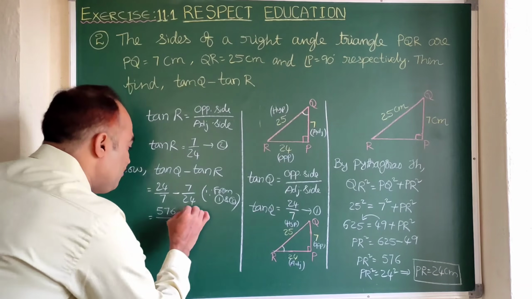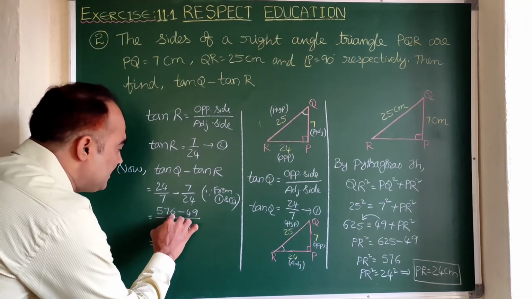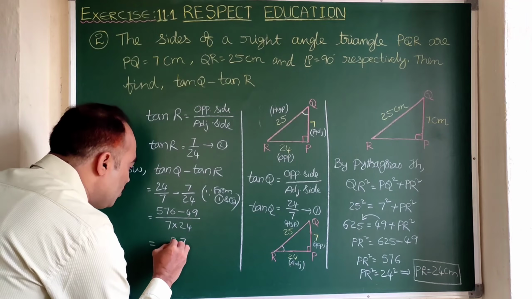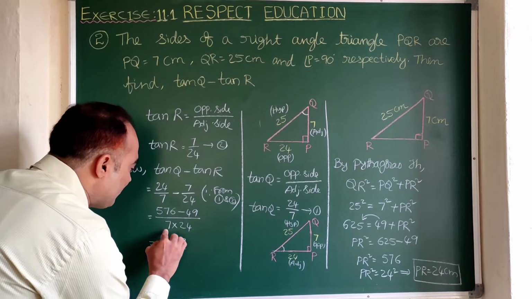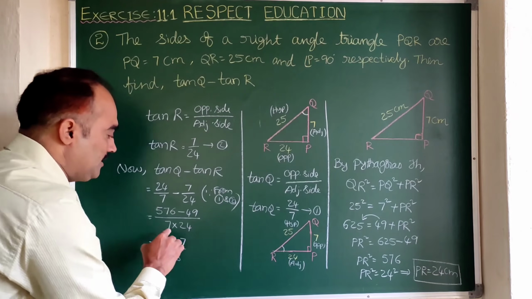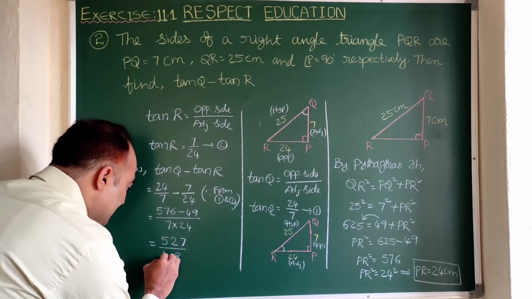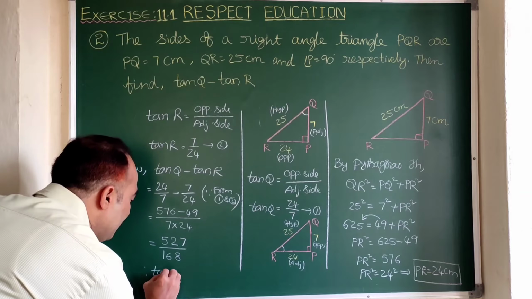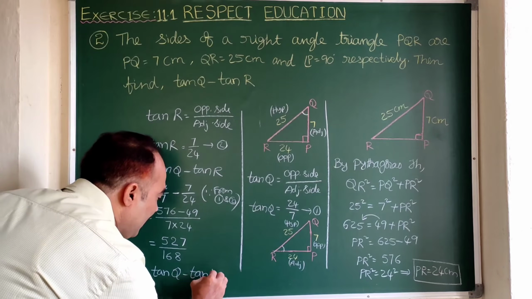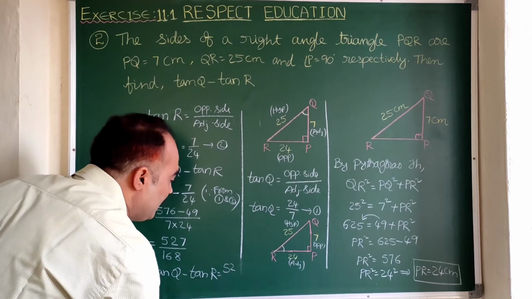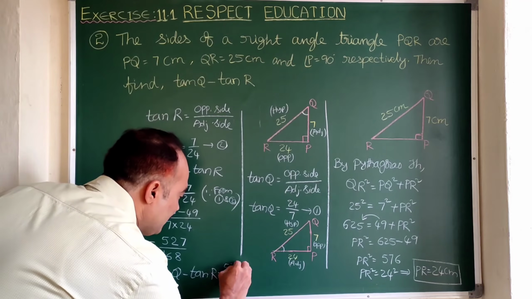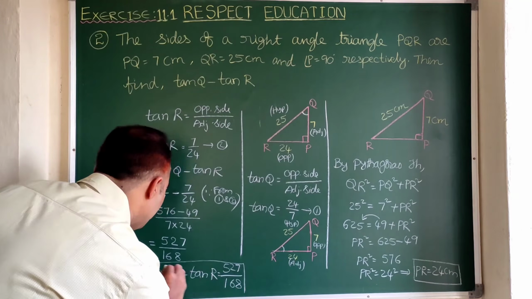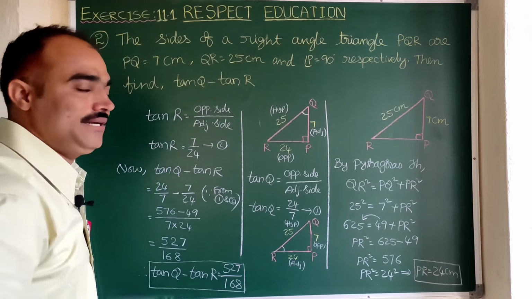So let us see, 16 minus 9 is 7. So here 7, it is 6 minus 4 is 2. This 5 will be as it is. 527 by 7: 4 sevens are 28. 2 is there, 7 twos are 14 plus 2 is 16. Here I think there will be no cancellation. So we can write the answer: tan Q minus tan R is equal to 527 by 168. So with this, the second problem gets completed.